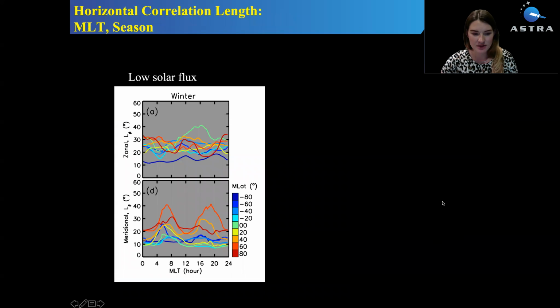To analyze the magnetic local time dependence, here are zonal and meridional correlation lengths as a function of MLT, and different colors represent different magnetic latitudes. You see that zonal correlation length doesn't have a well-pronounced MLT dependence, whereas the meridional correlation length does. It has two peaks. One is around sunrise, another is around sunset.